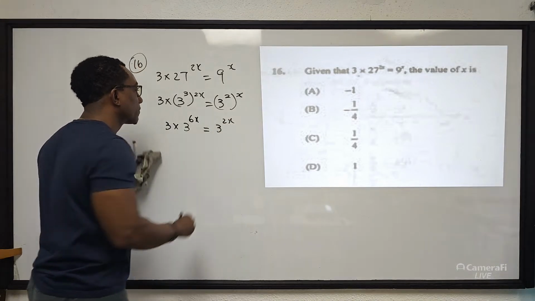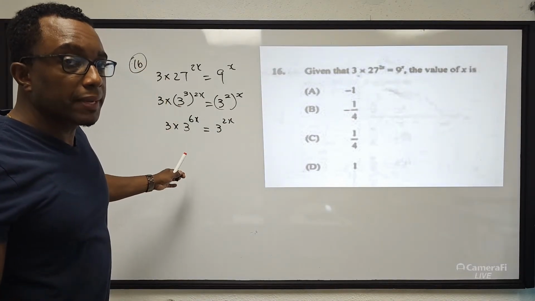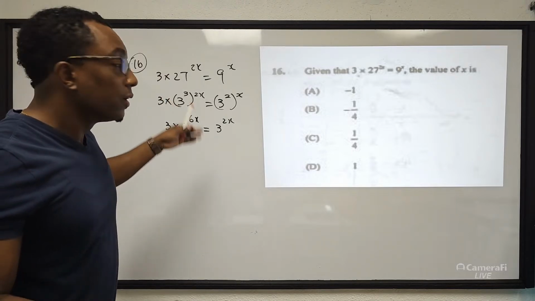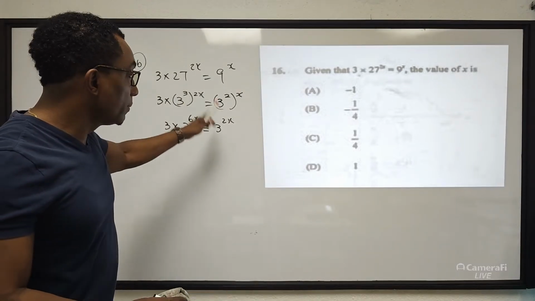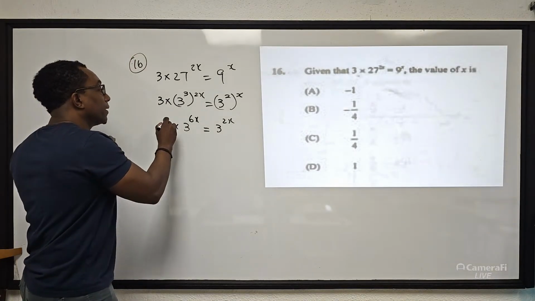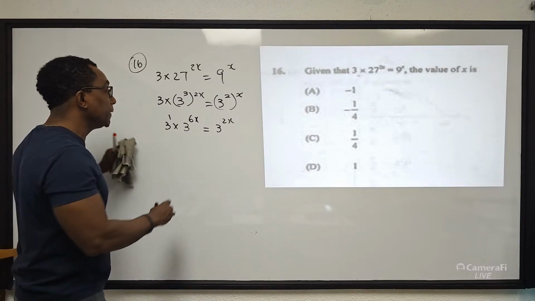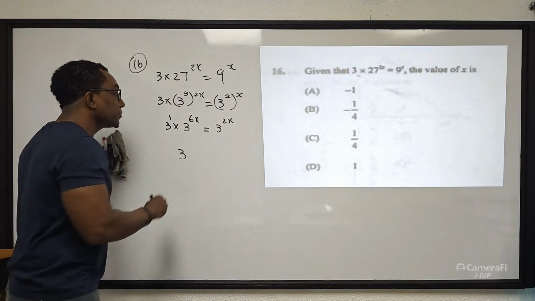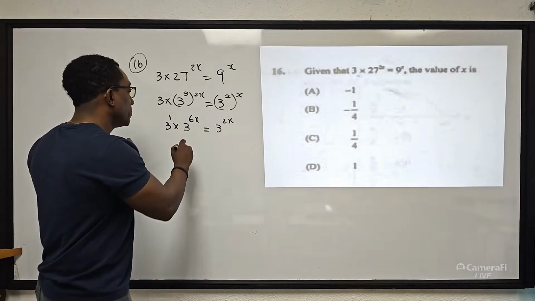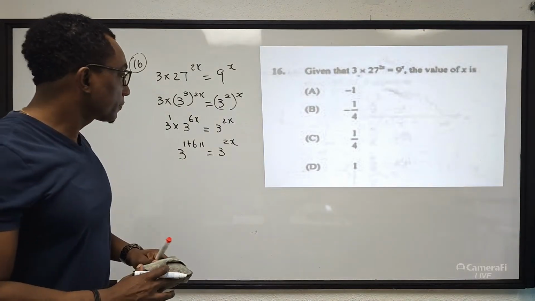Let me try to get single terms of the same base: one term of base 3 on the left, one term of base 3 on the right. I have one term of base 3 on the right already. So they get this as one term of base 3. This 3 has a power of 1, which is understood, and we are applying our law of multiplication of indices. So 3 stays, and we add the powers. 1 plus 6x is equal to 3 to the power of 2x.